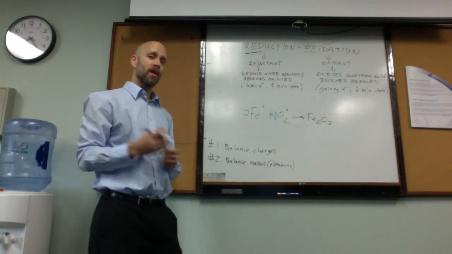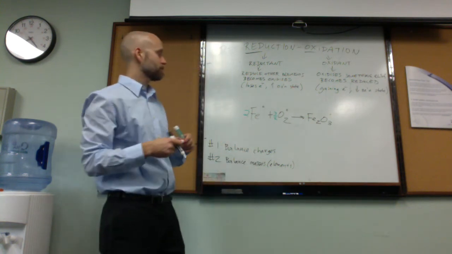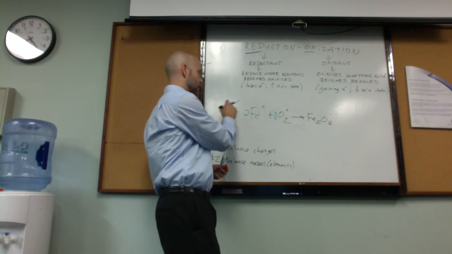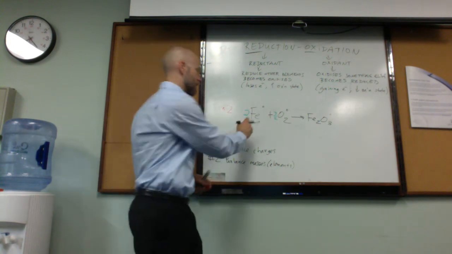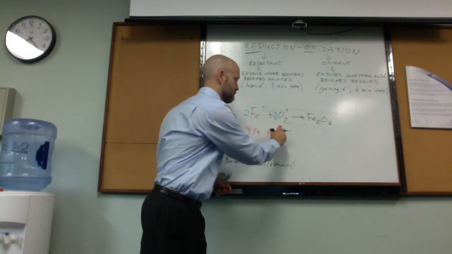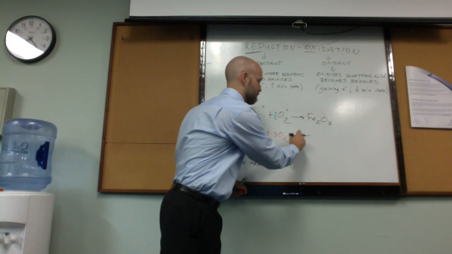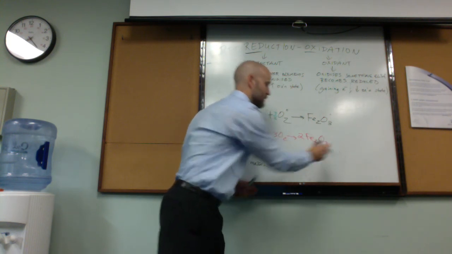If you don't happen to be a fan of fractions, what you can do is multiply this entire equation by 2, by the common denominator. Just get rid of this, it'll cancel out the 2 here. So then this now forms 4 irons plus 3 oxygens gives us 2 iron oxides.